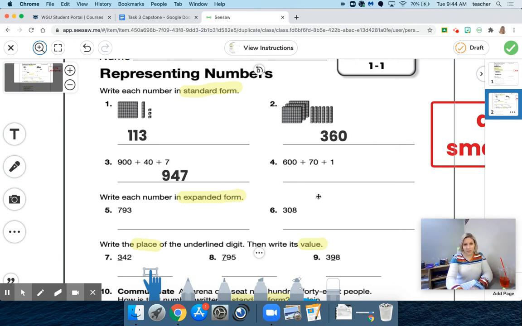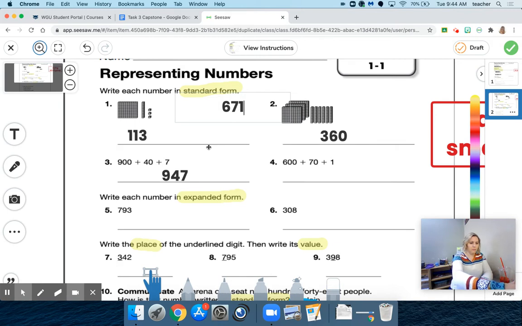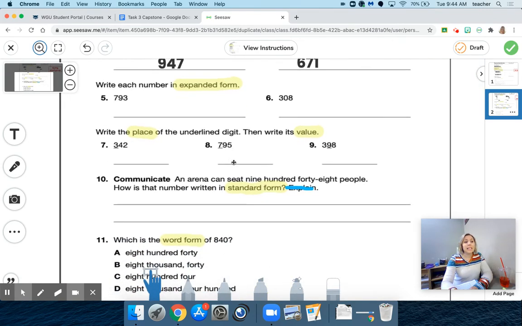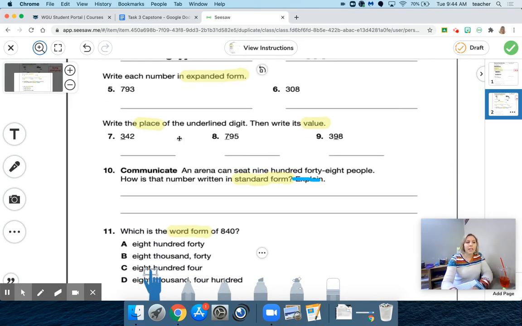600 plus 70 plus 1, which will get me 671. Standard form is what we're used to doing. It's just the number. Expanded form is a little trickier. It wants us to take each of these place values and make it their own worth or their own value.